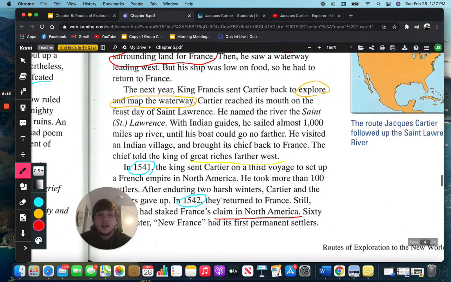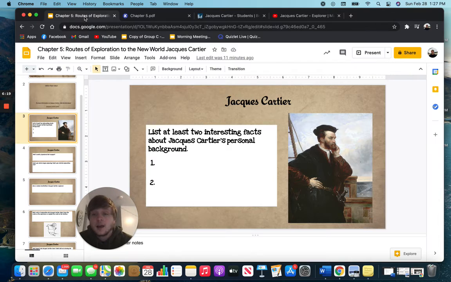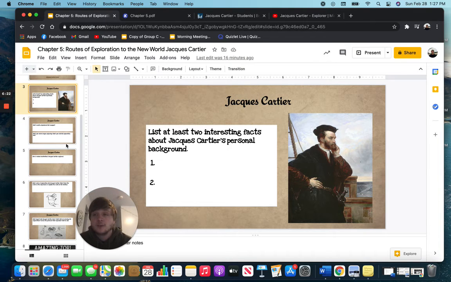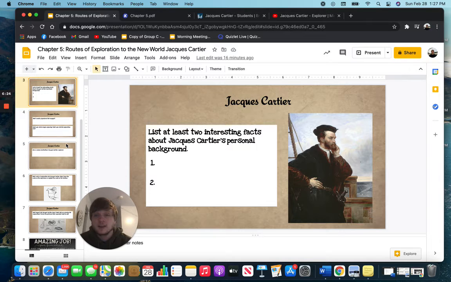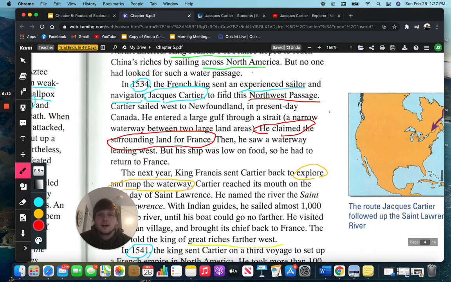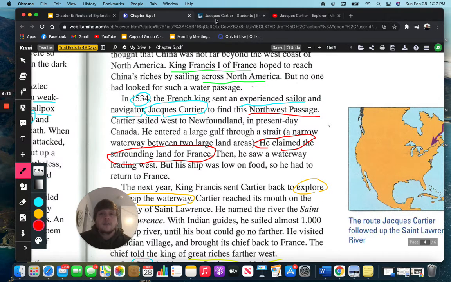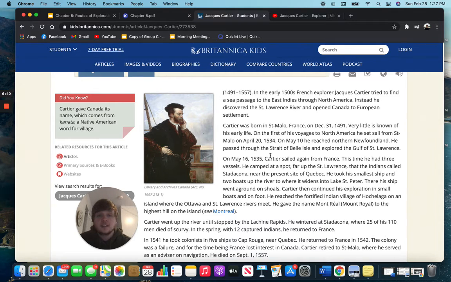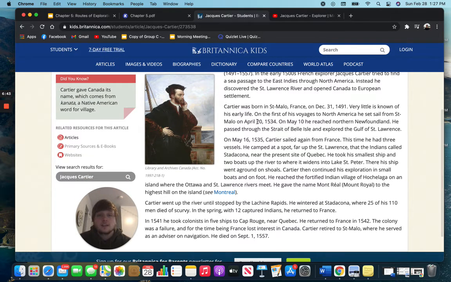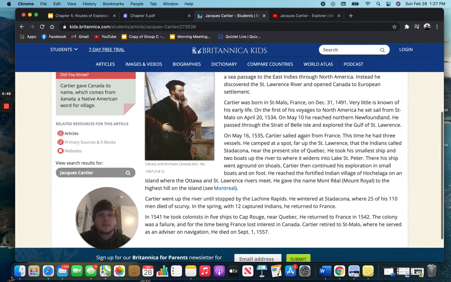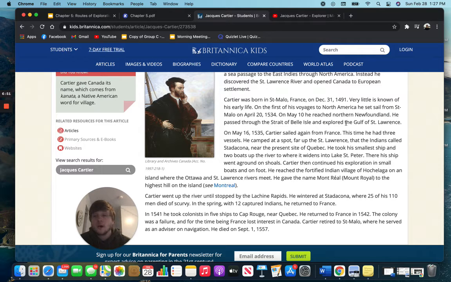Okay, so let's go ahead and look back at those questions that we have to answer and see if what we just looked at throughout this chapter can help us answer those questions. Alright, so again, listing at least 2 interesting facts about Jacques Cartier. Well, we saw that he was an experienced sailor and a navigator. And if we look at the Britannica facts here, we can see some more information, such as that he was born in St. Malo, France. It does say very little was known about his early life, but you can find enough there to get 2 interesting facts at least.